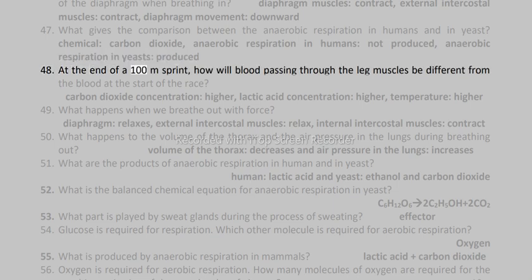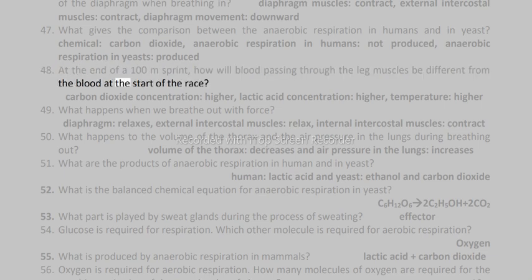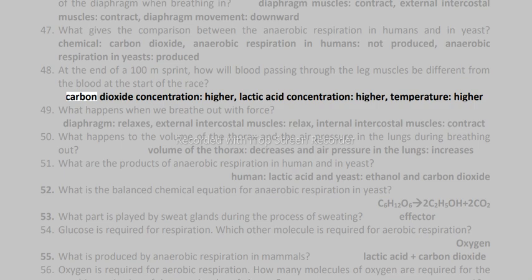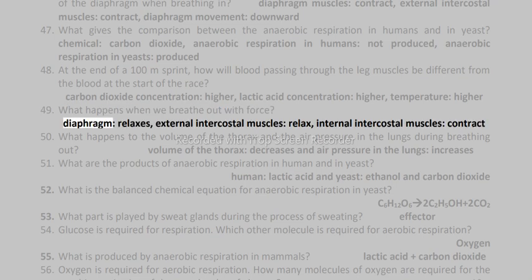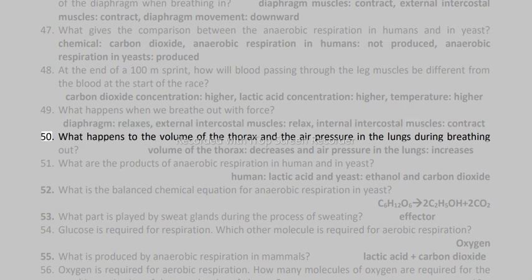48. At the end of a 100m sprint, how will blood passing through the leg muscles be different from the blood at the start of the race? Carbon dioxide concentration higher, lactic acid concentration higher, temperature higher. 49. What happens when we breathe out with force? Diaphragm relaxes, external intercostal muscles relax, internal intercostal muscles contract.